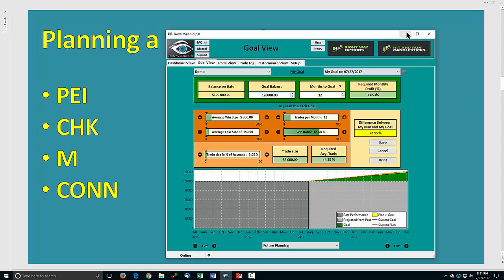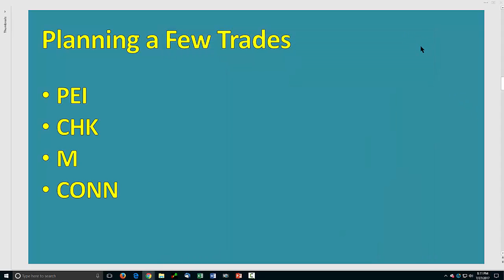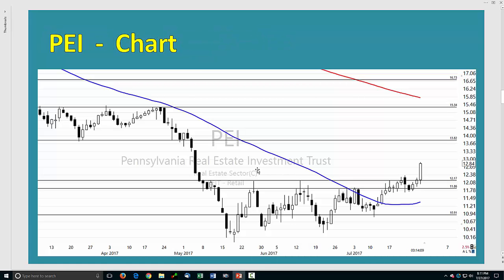So let's go on here then. We're going to go through 4 charts that I had picked out today: PEI, CHK, Macys, and Con. So let's go through and look at those. First, let's look at PEI.